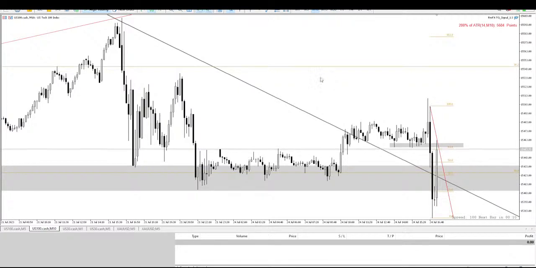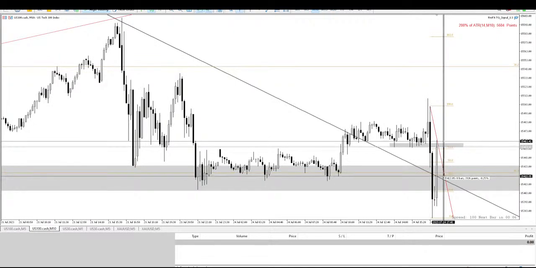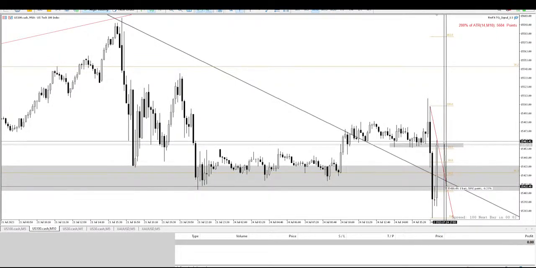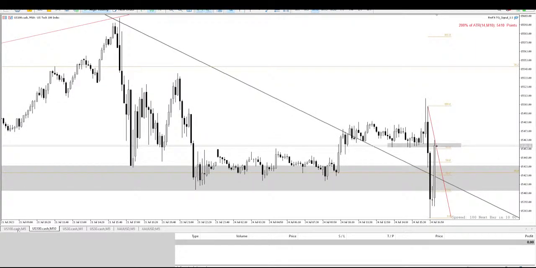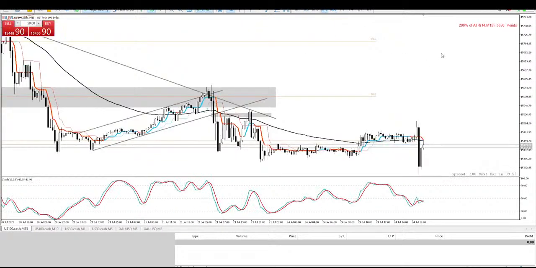So it's about 11 seconds to close that 10-minute. Let's see. Okay, stop loss is not too bad. Just clean this up a little bit.